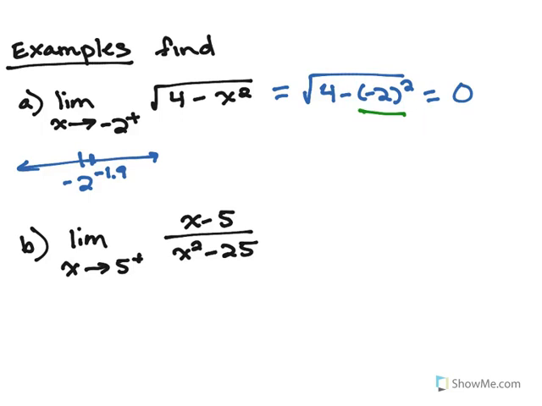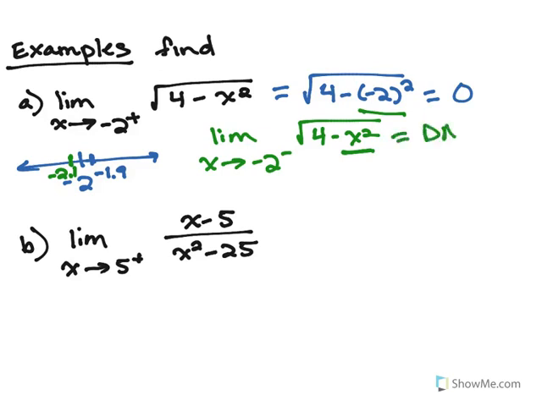But what if I asked you to do it from the left? Direct substitution would still give me 0. But if I'm just to the left of -2, say at -2.1, when I plug that in here, that's going to give me a number a little bit more than 4. So I'd be taking the square root of a negative number. And this one would be it does not exist.